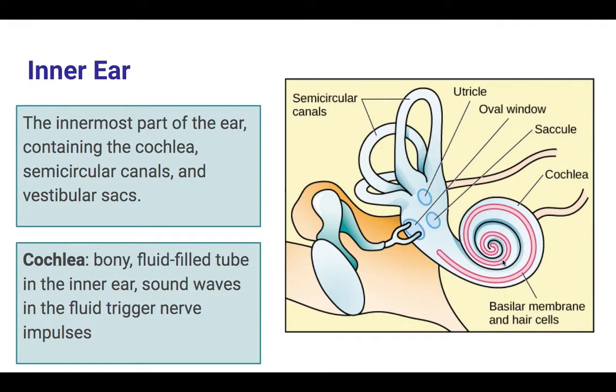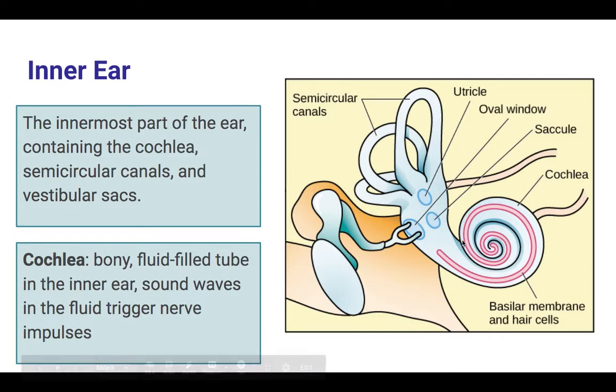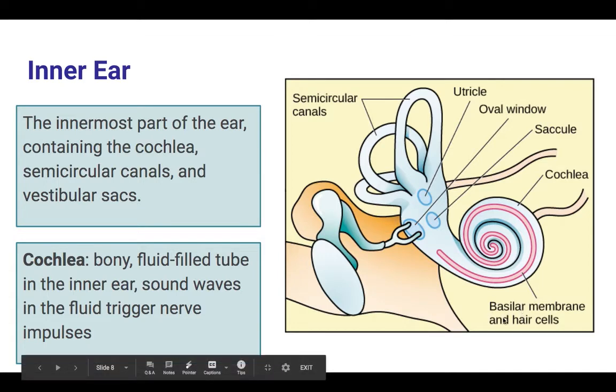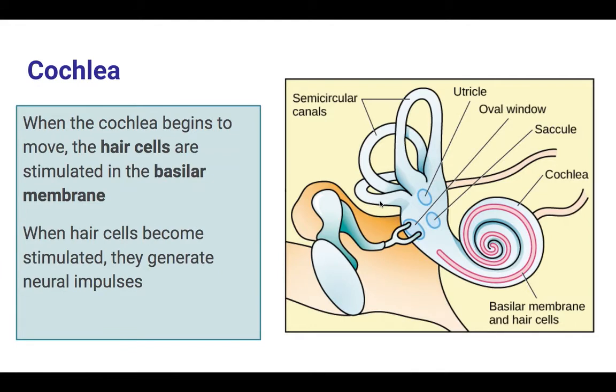The cochlea is the most important part of the inner ear because that is a fluid-filled tube. Sound waves that pass through the fluid are going to trigger nerve impulses because they're waving these hair cells. Okay? You also have these things called semicircular canals, which are filled with fluid, and those help with balance. So in the cochlea, when the cochlea begins to move, the hair cells are stimulated, and when they become stimulated, they generate neural impulses.